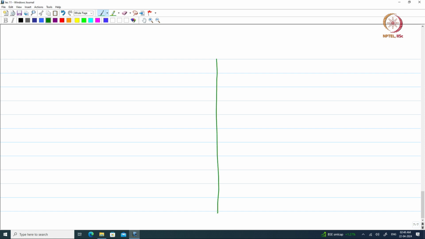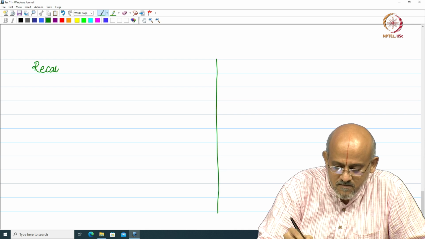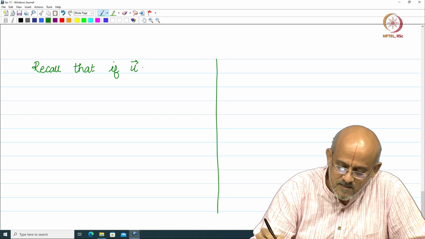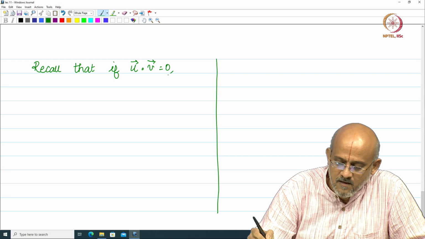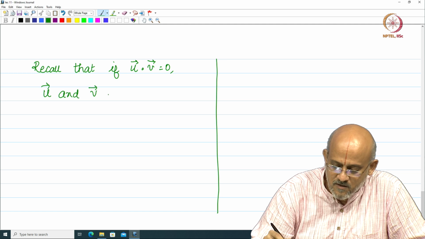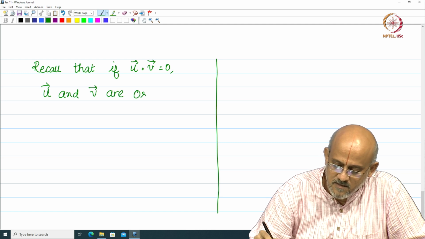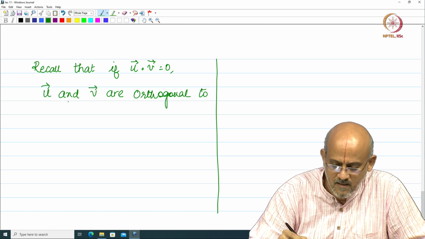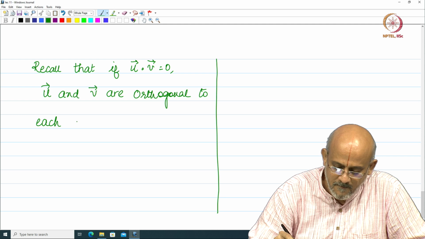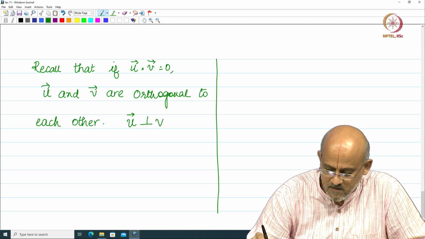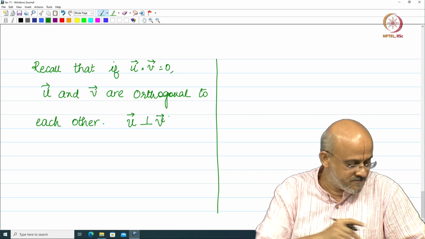So what are we going to look at? Recall that if u dot v is 0, we said u and v are orthogonal to each other. We denote this as: the vector u is orthogonal to the vector v. That is the notation that we use.